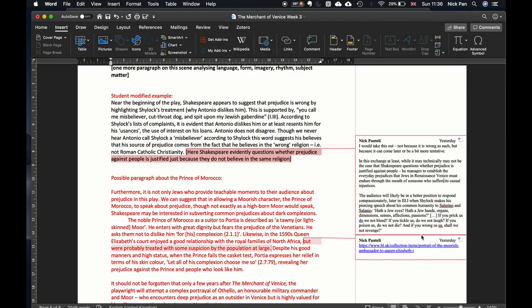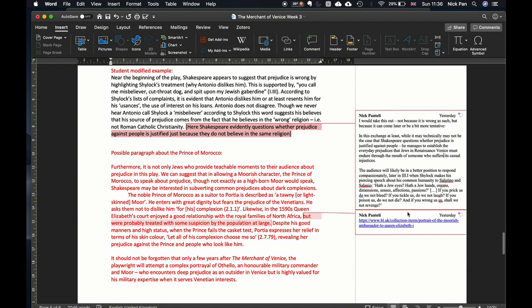So the audience will likely be in a better position to respond compassionately later in 3.1. This is what arguably this speech is doing here in 1.3, when Shylock makes his piercing speech about his common humanity to Salerio and Solanio, after they've made their comments, their imitation in Act 2, Scene 8.